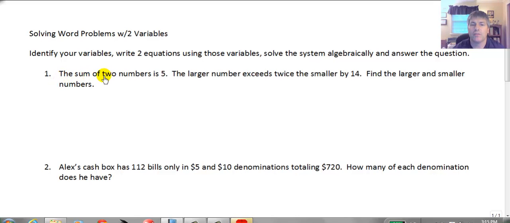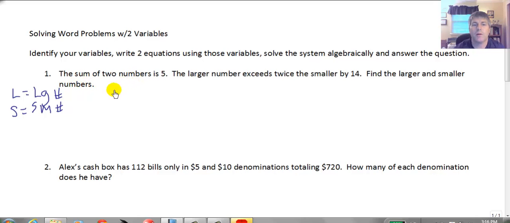The sum of two numbers is 5. The larger number exceeds twice the smaller number by 14. Find the larger and smaller numbers. Well, we're going to identify our variables. Our variables, we may as well make them easy. We'll make L equal the larger number, and we'll let S equal the smaller number.